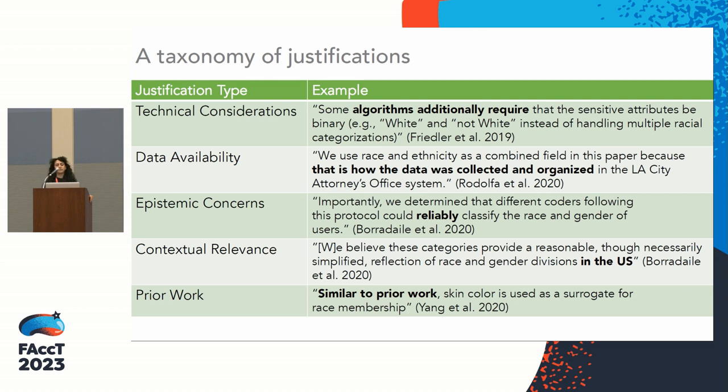So to that end, we present a taxonomy of justifications. And so we see a whole host of practical considerations, things like technical constraints, data availability, and epistemic concerns like reliability, consistency, and objectivity. But I want to focus really on contextual relevance-based justifications, because we think this is promising about where we can go next. So contextual relevance justifications focus on either the political and geographic context or the application domain context as reasons that a particular racial classification schema is relevant for the problem at hand. And this helps us address this critique of acontextual and under-theorized conceptions of race, and can help us make sure that our interventions are aligned with our goals.